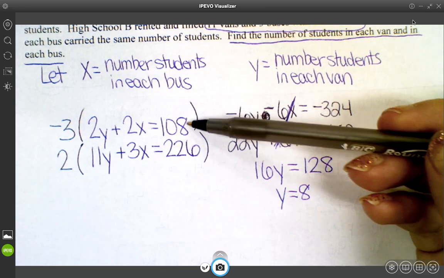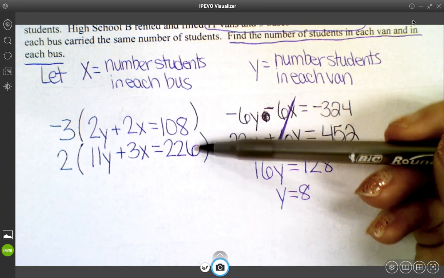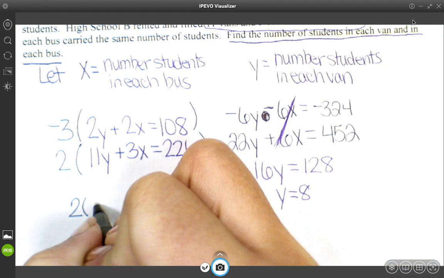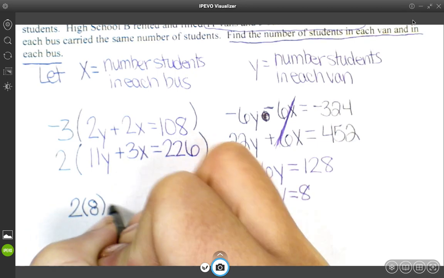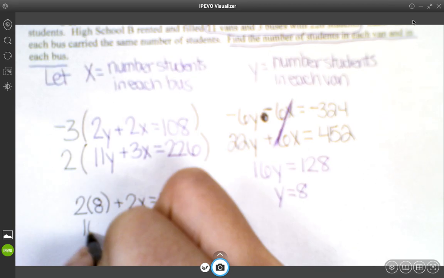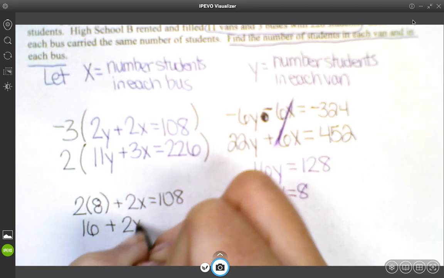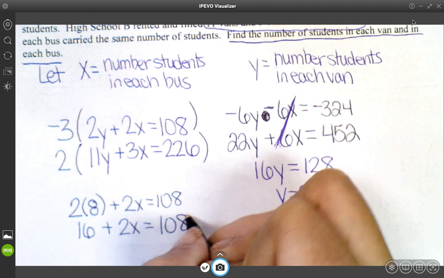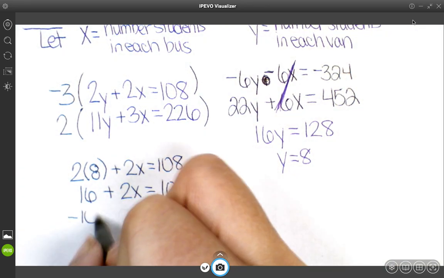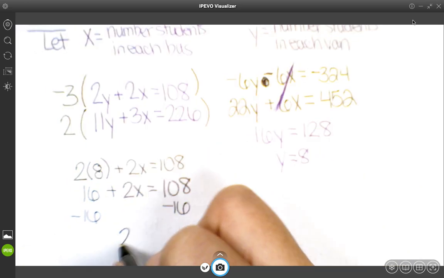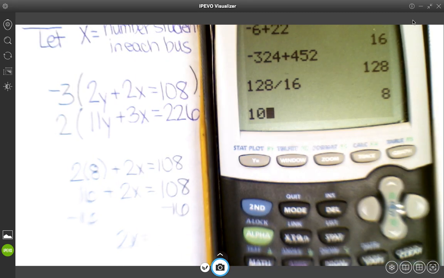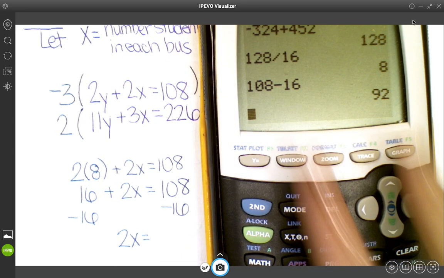All right, so now we have to plug it in to find x. Do you guys want to use the original top or the bottom? Do you guys want to use 2y or 11y? 2y. All right, so now we know y is 8, so 2 times 8 plus 2x equals 108. So we got 16. And then we can subtract 16 from both sides. All right, got 108 minus 16 gives me 92.